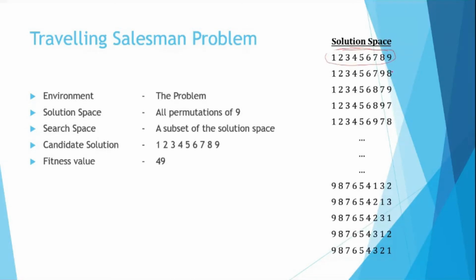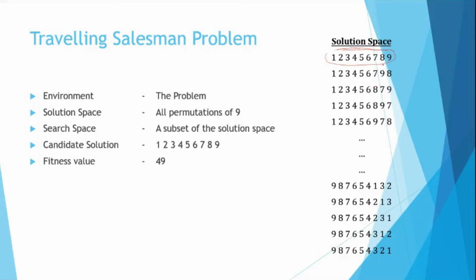Then by swapping 9 and 8, there is another possible solution. From 7, it moves directly to 9. Then from 9, it moves on to 8. And from 8, it comes back to 1. So that is another possible solution. We are not arguing that it is the best solution. It is a possible solution. So there are more than 3 lakh different solutions, all the possible permutations of the values from 1 to 9.